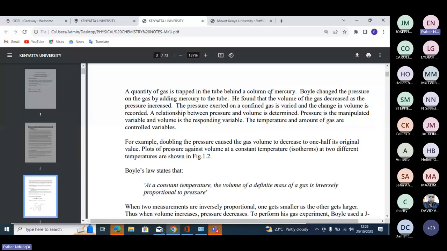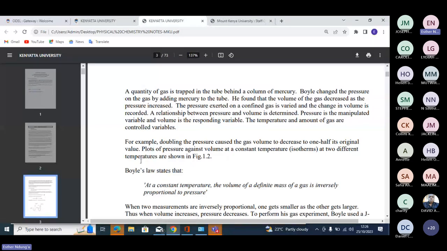The temperature and the amount of gas are constant. They are controlled variables. For example, doubling the pressure causes the volume to decrease to 1/2 of its original value. Plots of pressure against volume at constant temperature we call isotherms. When the temperature is constant, the process is isothermal. It is taking place at constant temperature. Two different temperatures will be shown below.